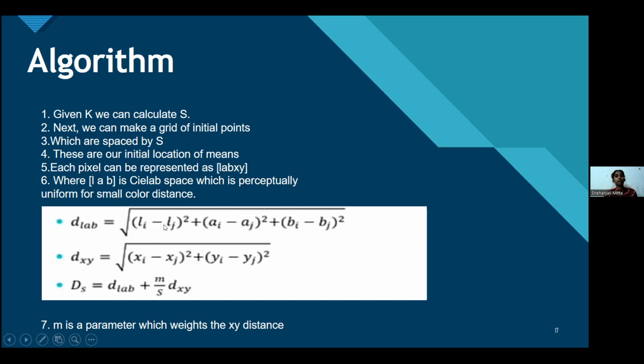Here, D lab equals the root of (Li minus Lj) whole square plus (Ai minus Aj) whole square plus (Bi minus Bj) whole square. The distance of xy equals the root of (xi minus xj) whole square plus (yi minus yj) whole square. Next, Ds equals the combination of both, with m by S. Here m is a parameter which weights the xy distance.